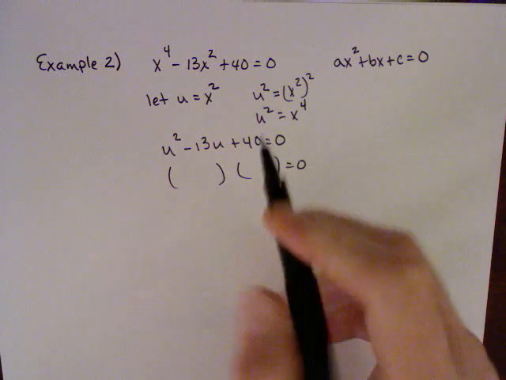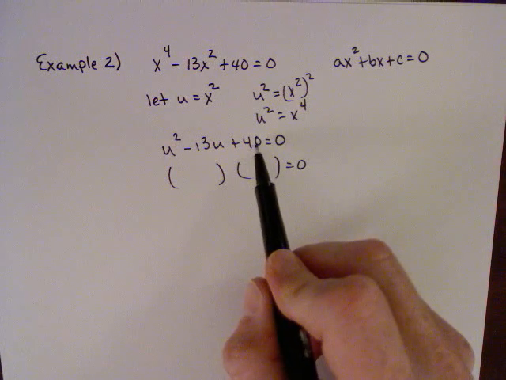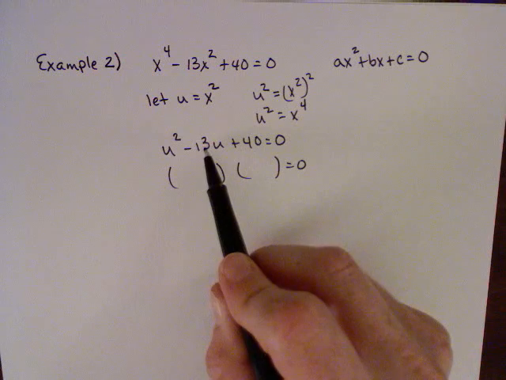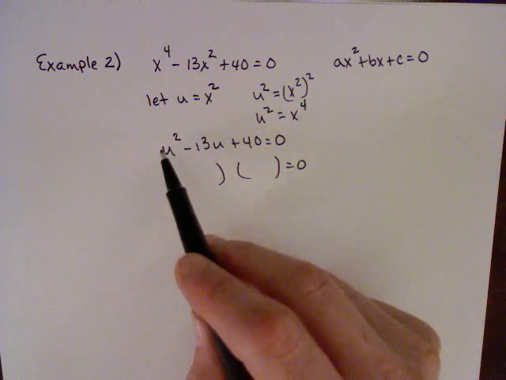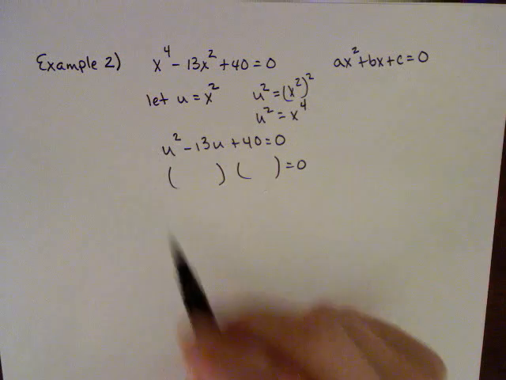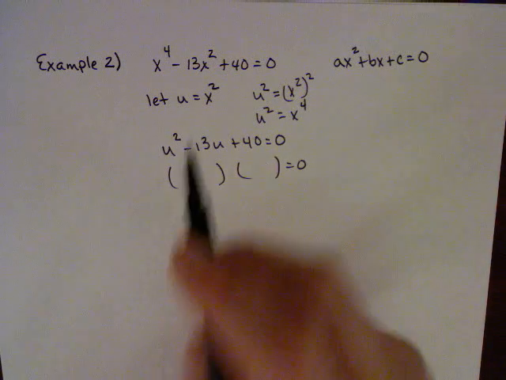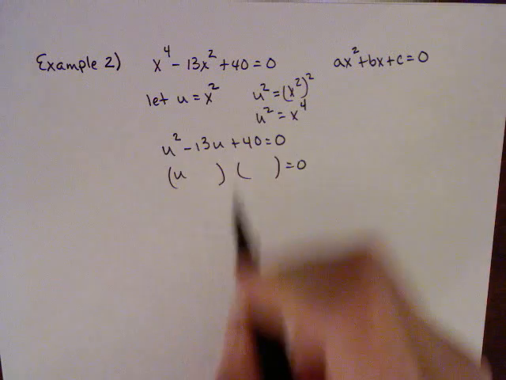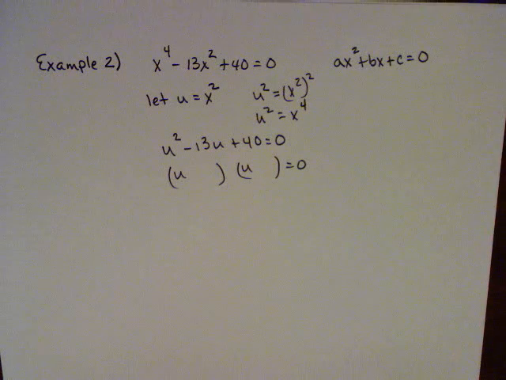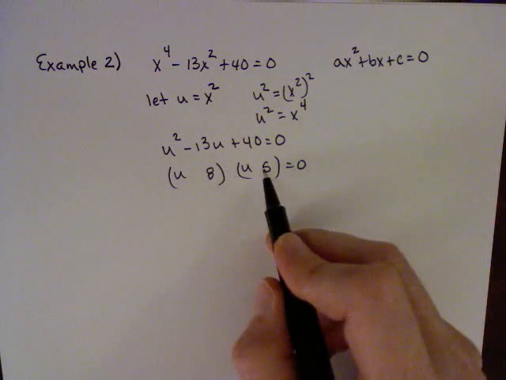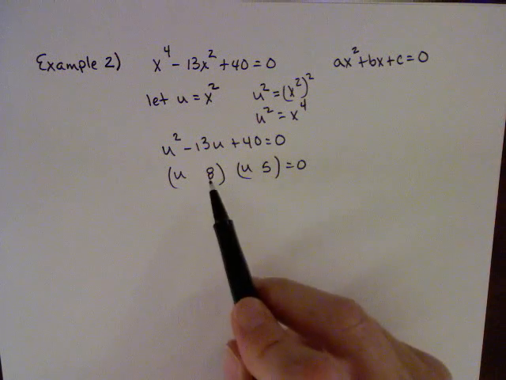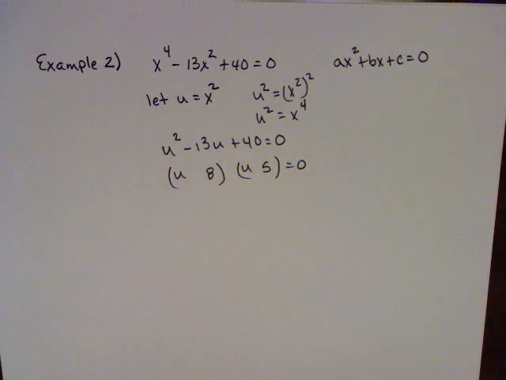We need to try to find two factors that multiply to 40 and add to negative 13, since we don't have a coefficient greater than 1. We have a 1 coefficient of u squared, which makes it easy to solve. So we'll split up u squared into u, and we'll try factors of 40. Let's try 8 and 5. We know 8 times 5 is 40, and 8 plus 5 is 13.